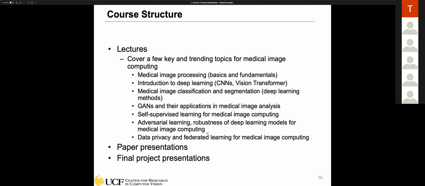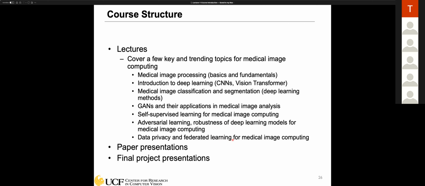We'll also talk about adversarial learning and the robustness of deep learning. Like I mentioned before, robustness is very important for machine learning in medical diagnosis, right? You don't want your model to be hit by some malicious attack so that it suddenly fails and you make the wrong diagnosis. We never want to see that happen, right?